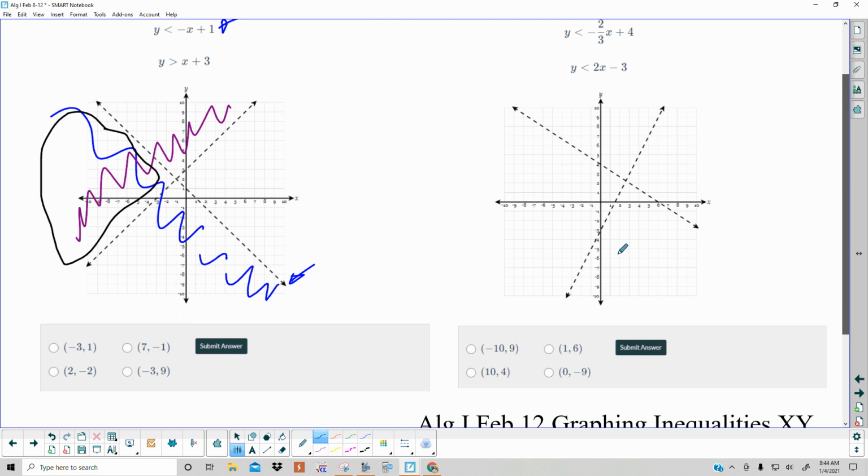And all you have to do is look and see, well, which one's in that section of the graph. So, negative 3, 1. Yep, that's in that section. So I'm going to show you these others can't be that. 7, negative 1. Nope. 2, negative 2. Nope. Negative 3, 9. Negative 3, 9 is not in that section. So you would just choose this one. You don't have to go through all of them once you find it. I'm just showing you that that's the only one that's going to be in the region that's double shaded.